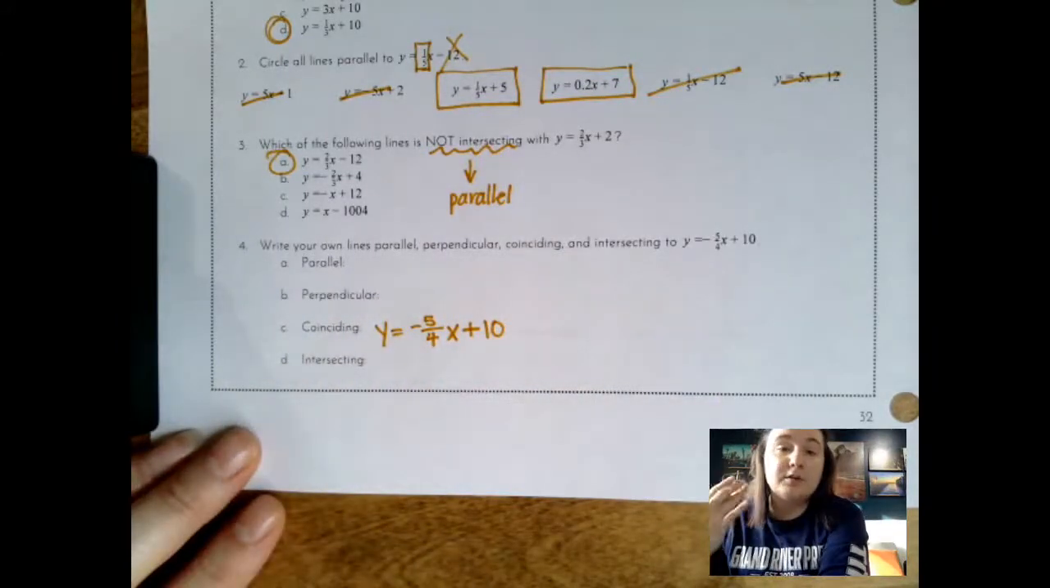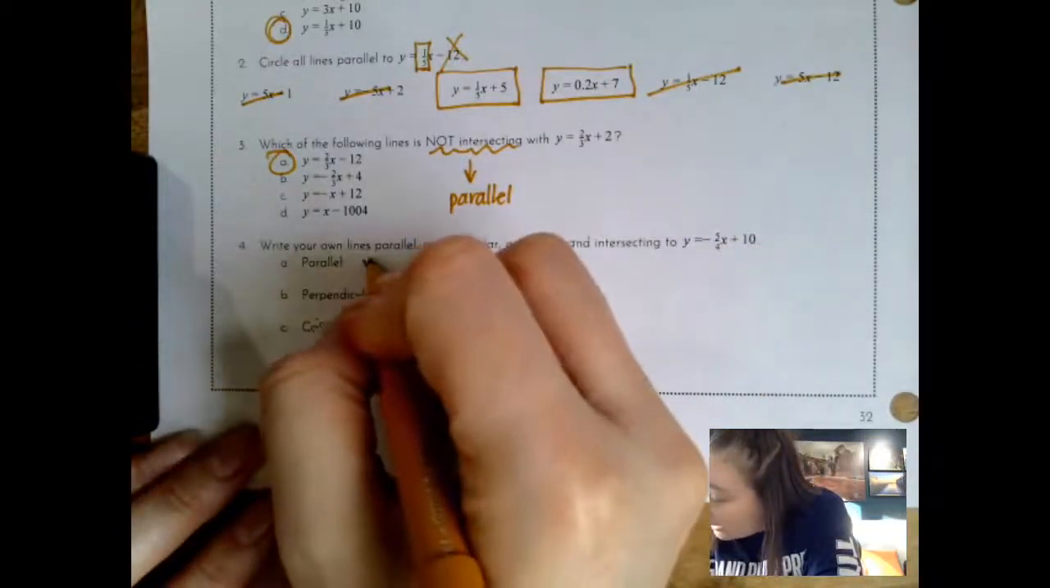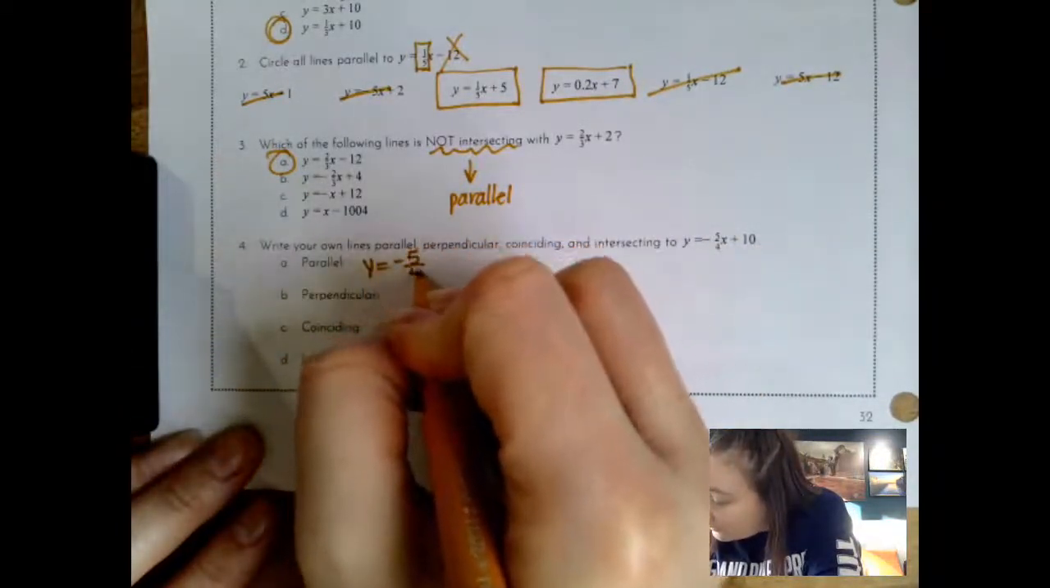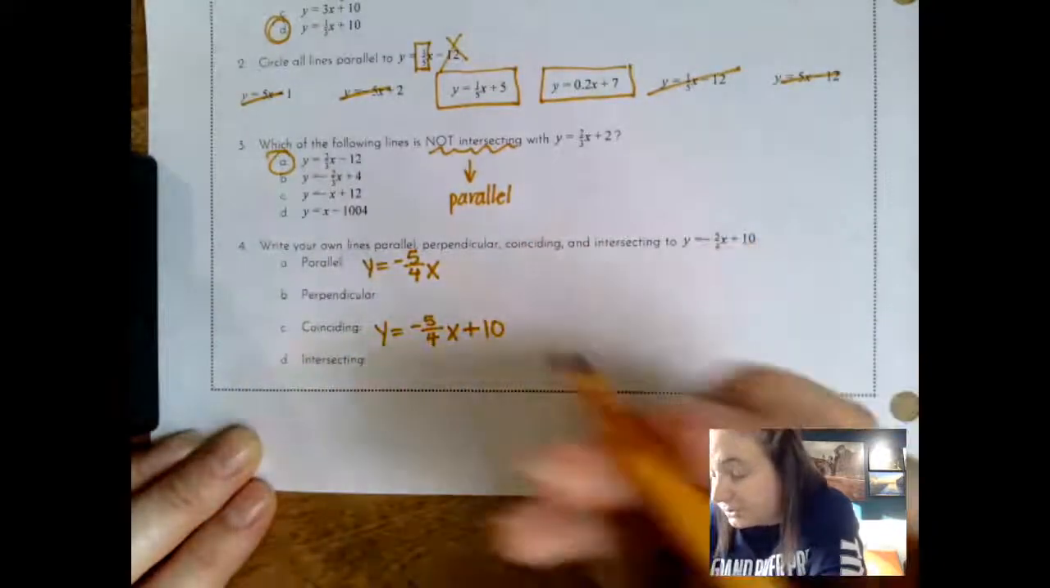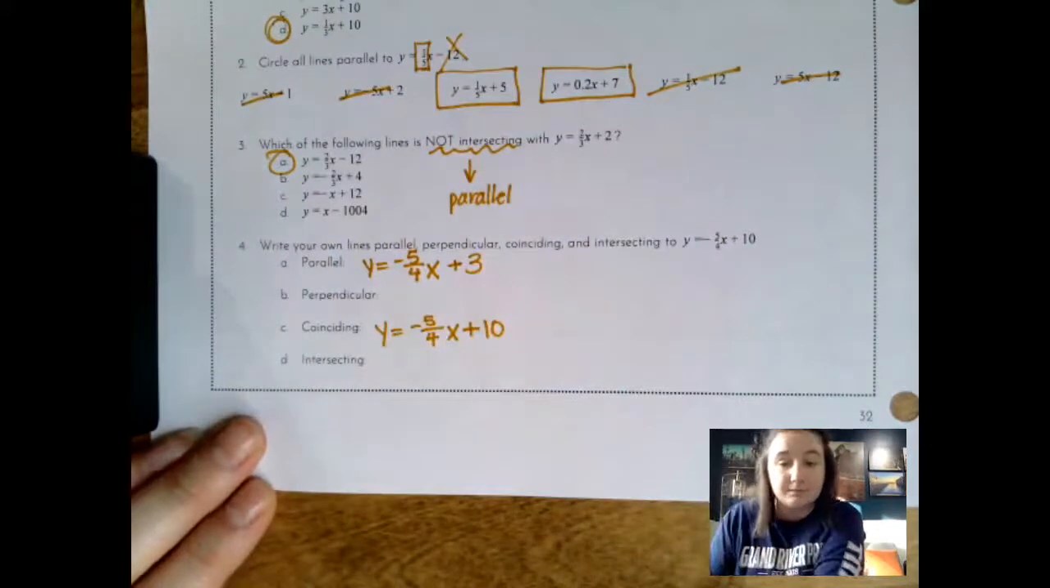Then I'm going to go to parallel. Parallel is the same M but a different B. So I'm going to have the same M, but then I just can't do plus 10. So I'm going to do plus 3. You could do anything.